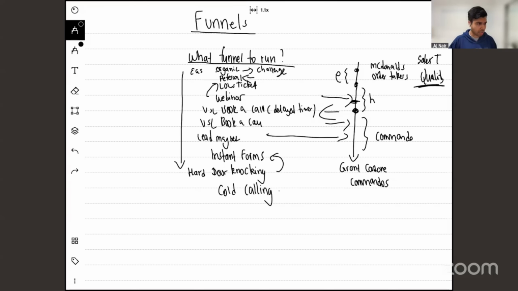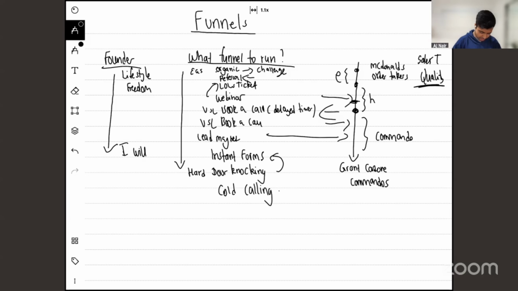Okay, as I wrap this up, I'm just going to talk about three main things. I'm going to talk about the founder himself around this topic. When you see what funnel to run, you have to think about a few things from the founder's perspective. We have to talk about what he's optimizing for in his business. Is it lifestyle freedom, or at the other end of the spectrum, is it I will do anything for money.